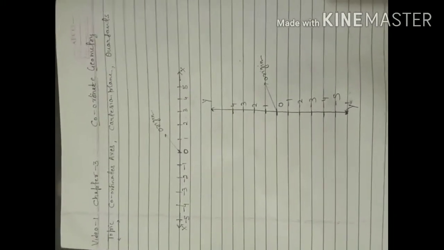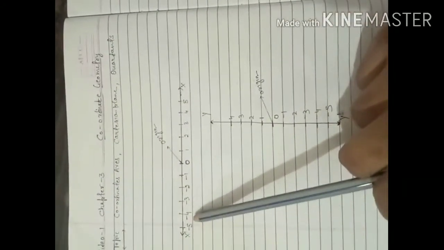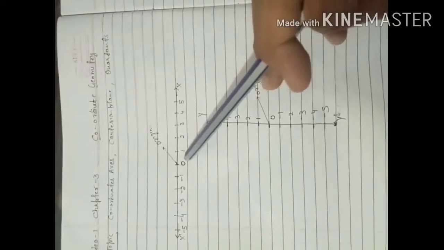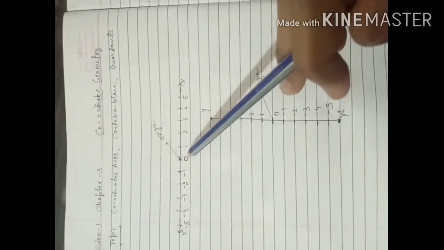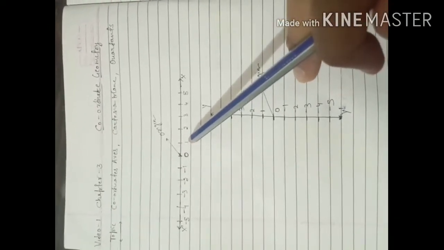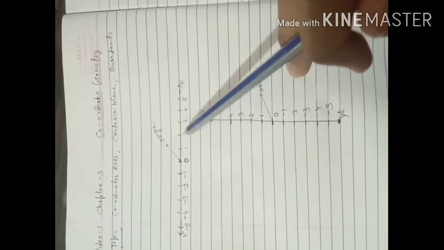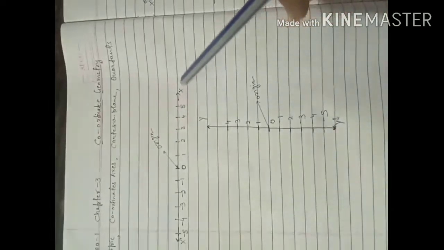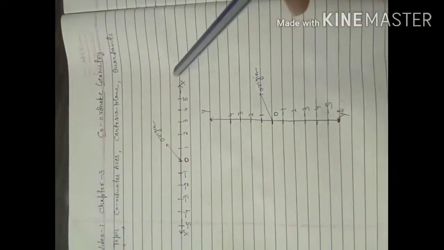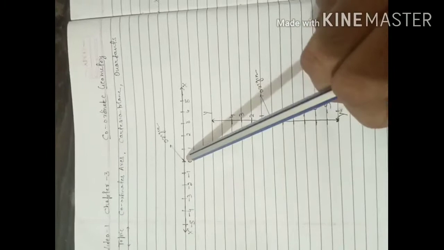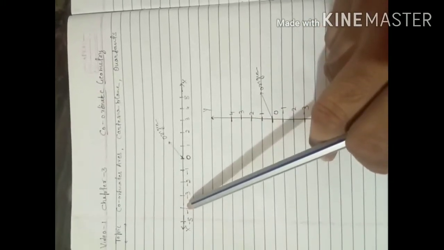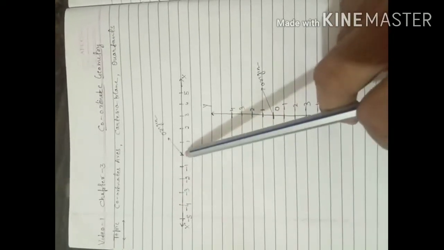Now let us consider our number line. This is our number line. Here 0 is represented by O. To the right side of the 0 are positive numbers 1, 2, 3, 4, 5, denoted by OX, and the left side of the 0 represents negative numbers minus 1, minus 2, minus 3, minus 4, minus 5, represented by OX dash.